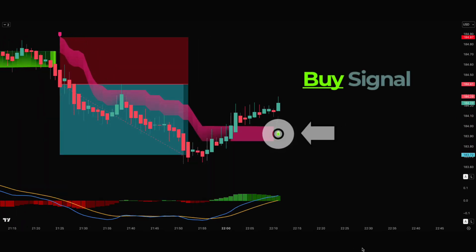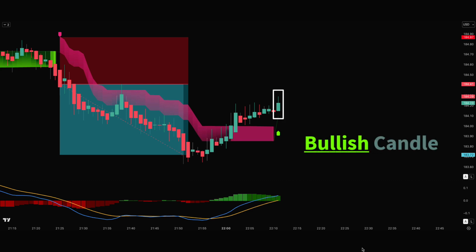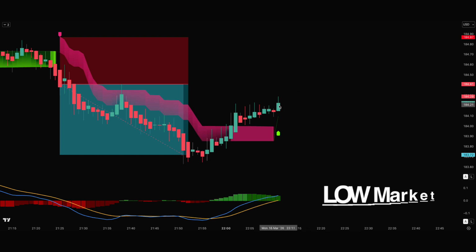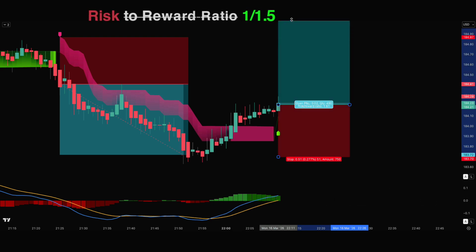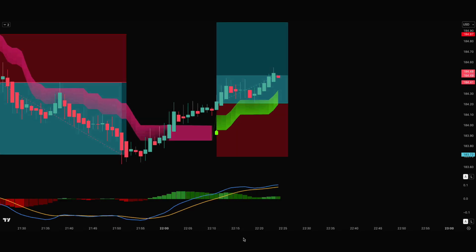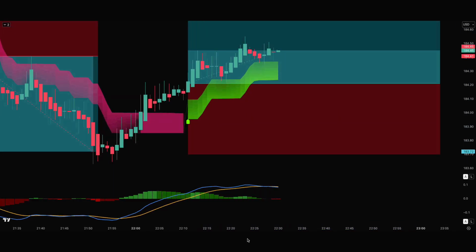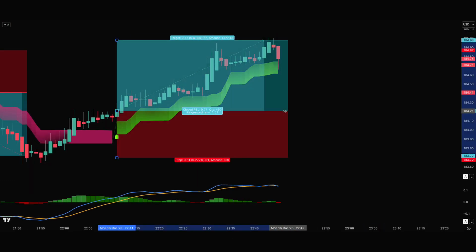Here the adaptive trend arrow of this indicator gives a buy signal. Here the MACD divergence shows green columns. Here the market has made a bullish candle to give confirmation. So all our conditions are being fulfilled, so we are placing an order to buy. Our stop loss is to be placed at the previous low of the market, and the risk to reward ratio will be 1:1.5. Let's see what happens to our trade. Our trade is running in profit. We have won the trade. Let's find the next trade.